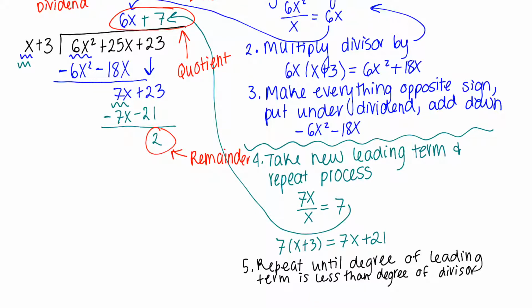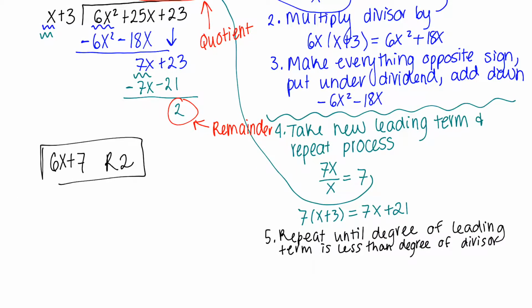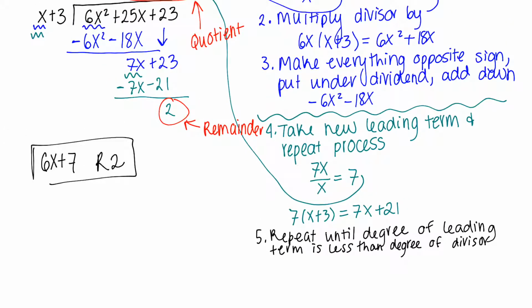So our answer here, 6x plus 7. Sometimes people write this as remainder 2, so that's a common way of writing it. However, the way that you really should be writing it in calculus is the quotient plus the remainder over the divisor.